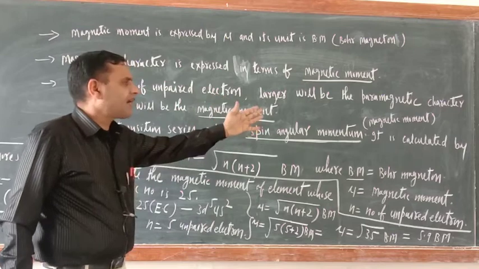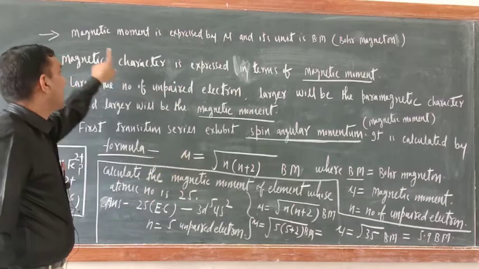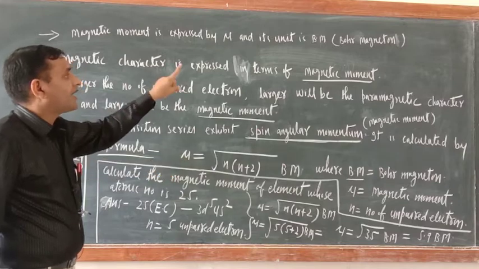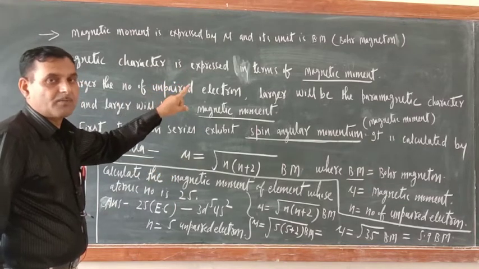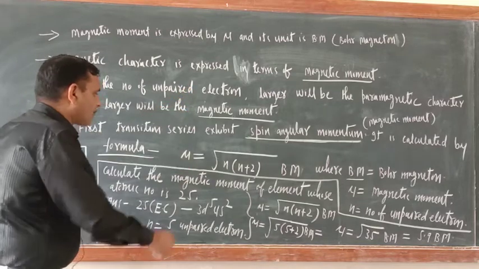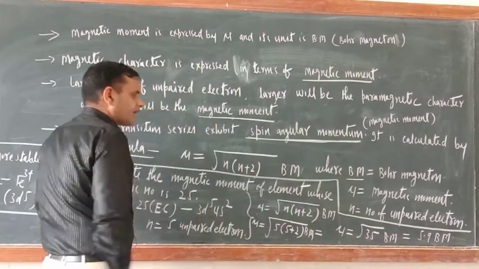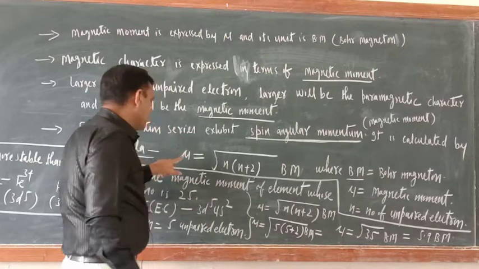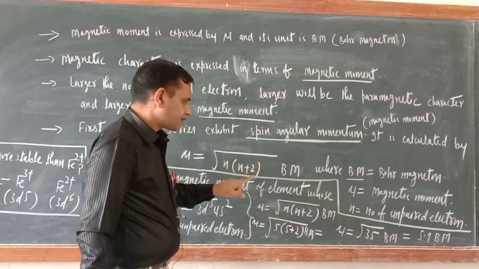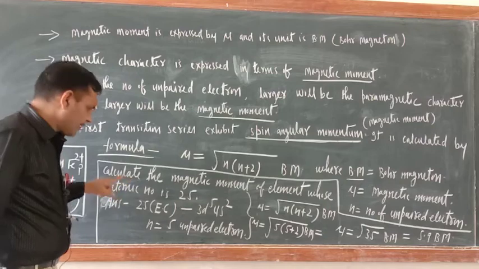So this is one type of magnetic moment and it is calculated by the formula for mu. Already I told you, magnetic moment is expressed by mu, and its unit is Bm. What is the meaning of Bm? Bohr magneton. So the formula is mu = root of n(n+2) Bm, where Bm equals Bohr magneton, mu equals magnetic moment, and n equals the number of unpaired electrons. Everything is there. Now I gave here one question and it is there in the NCERT book also.